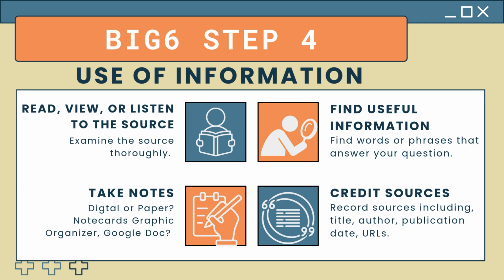Big 6, step 4 is about the use of information. So you are going to read, view, or listen to this source. You're going to examine it or listen to it thoroughly. You're going to take notes. You're going to find the useful information that answers your question. There will be a lot of information out there available to you, but you need to focus in on the information that helps you answer your question or solve your problem.